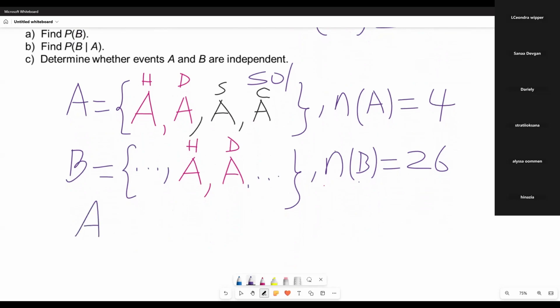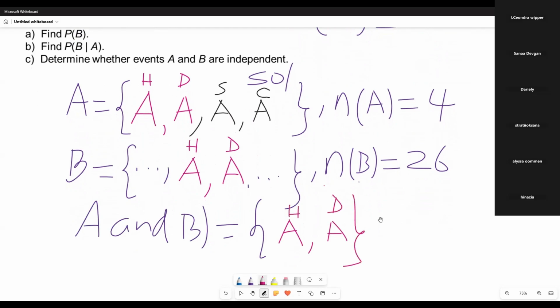So A and B will be ace of heart and ace of diamond. N of A and B equals 2. Is this clear?